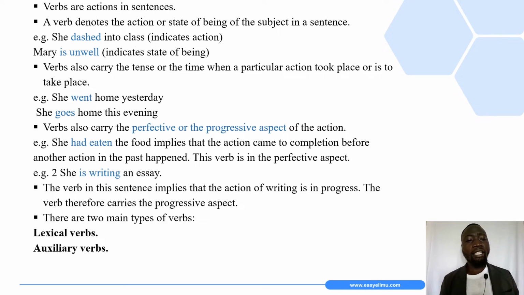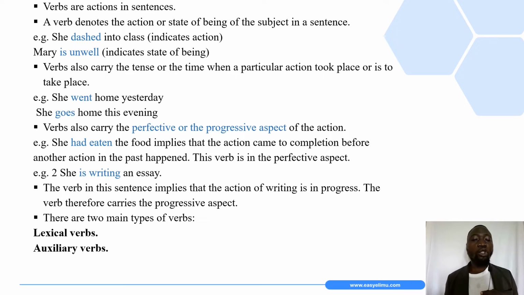Then there is also another example. Wycliffe is unwell. Wycliffe is unwell. So we have the verb is, and it is an auxiliary verb. We are going to know more about auxiliary verbs later. So unwell is the state of being sick. So the highlighted words indicate state of being.